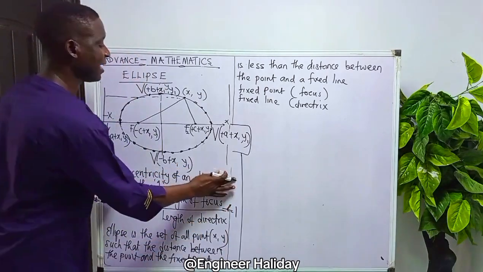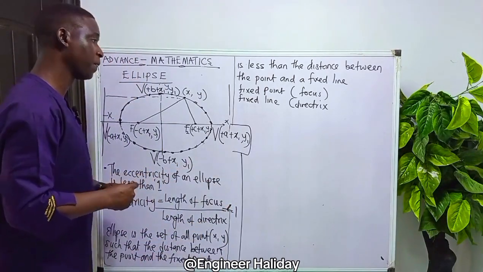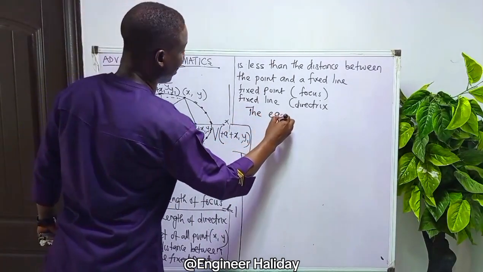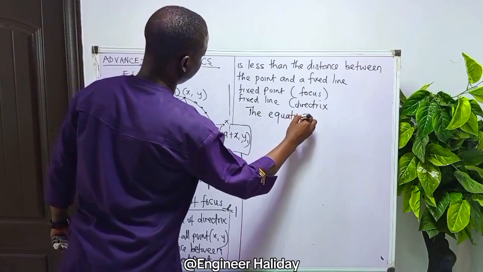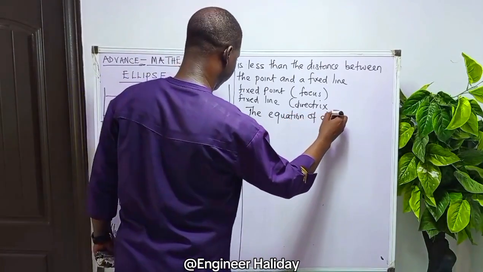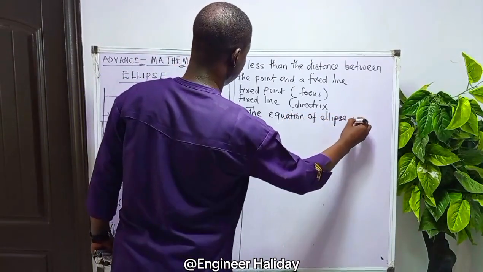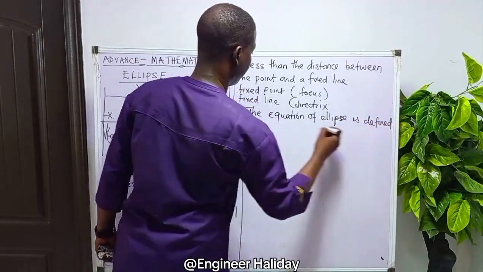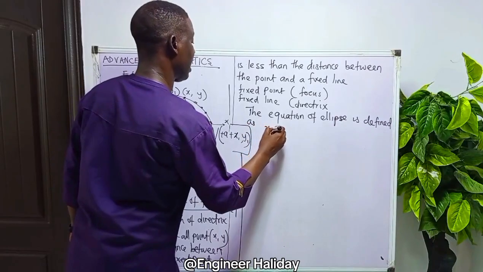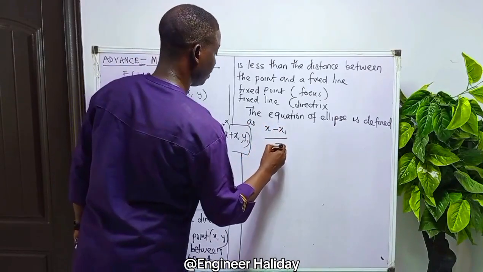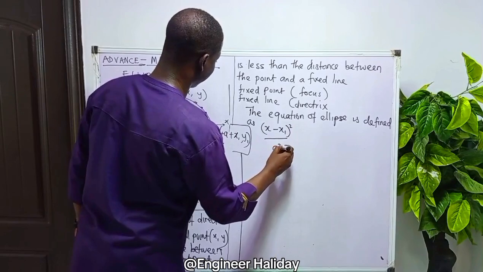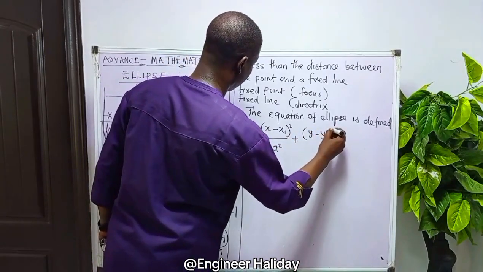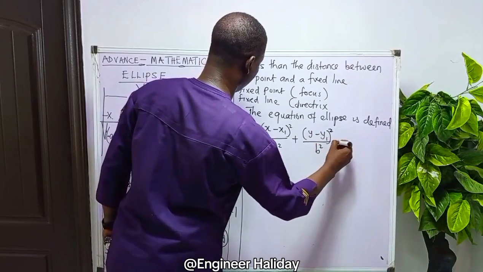Now, another vital point I should tell you is that the equation of the ellipse is defined as (x minus x1) squared over a squared plus (y minus y1) squared over b squared equals 1.